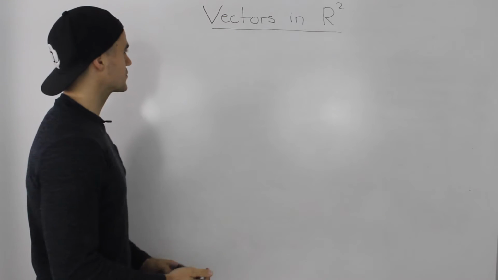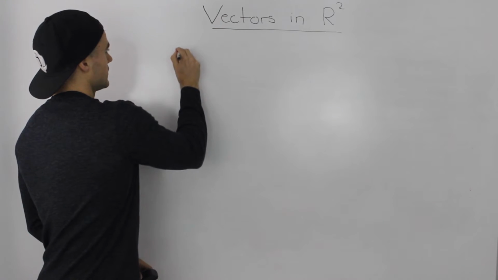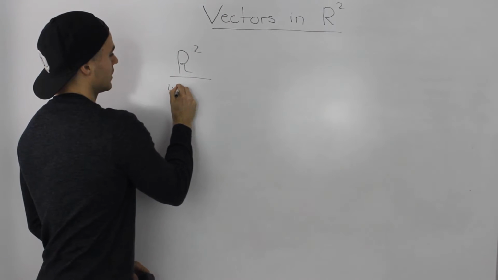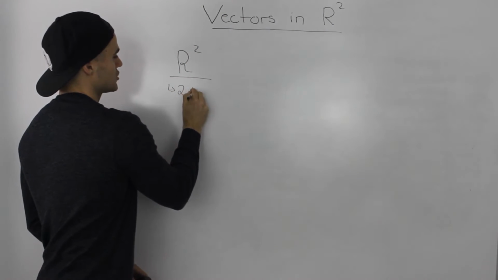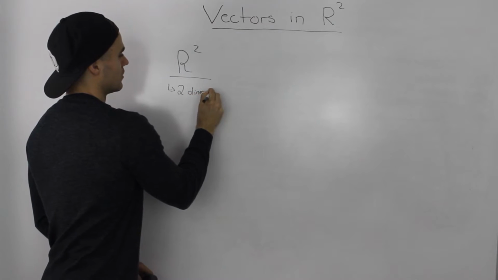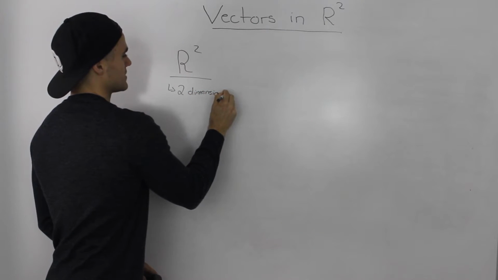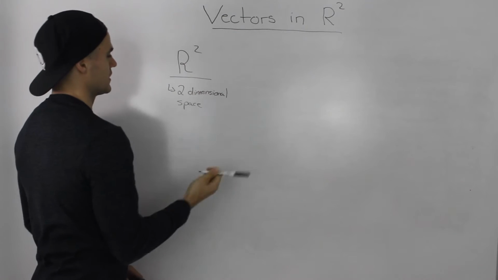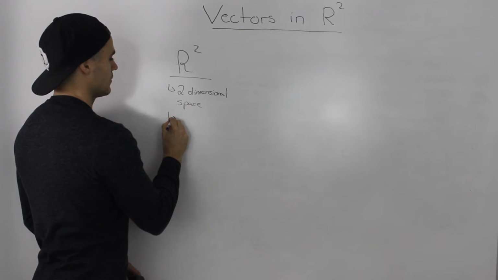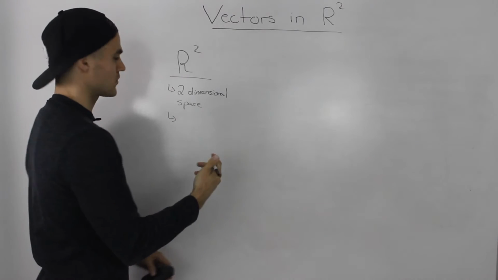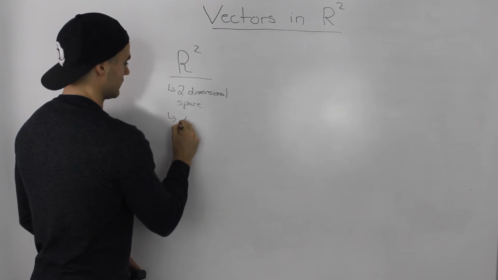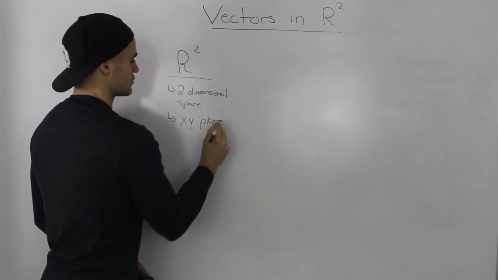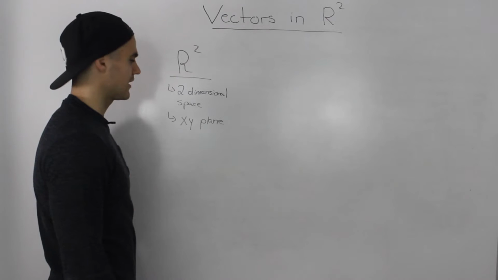And what does R squared really mean? When we're talking about R squared, we're basically talking about a two-dimensional space, hence the 2 in the exponent. And vectors in R squared, we represent on the xy plane, so just on a normal Cartesian plane.